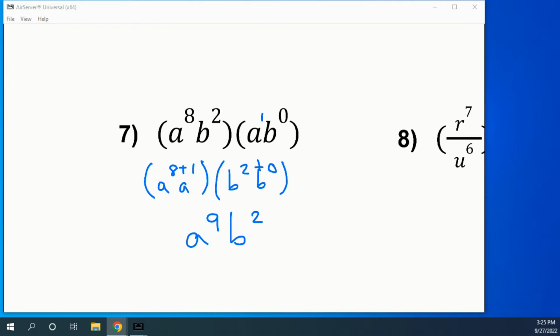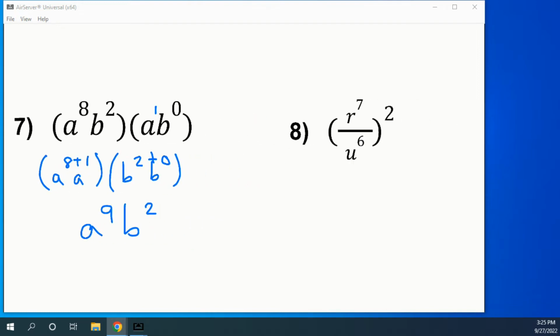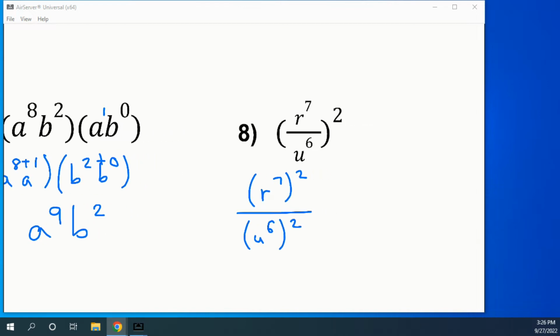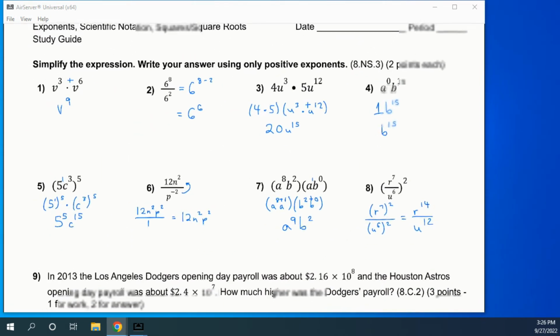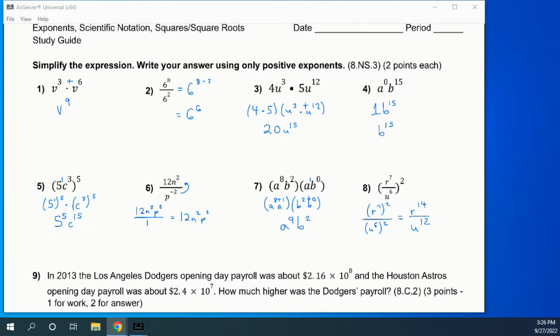That's it. Number 8, since we cannot simplify inside the parentheses, you need to essentially distribute your exponents inside to the one on the outside. So this is r to the 7th squared over u to the 6th squared, which can be simplified to r to the 14th over u to the 12th. And that takes care of the exponent stuff on this study guide. All right. Okay, moving on.